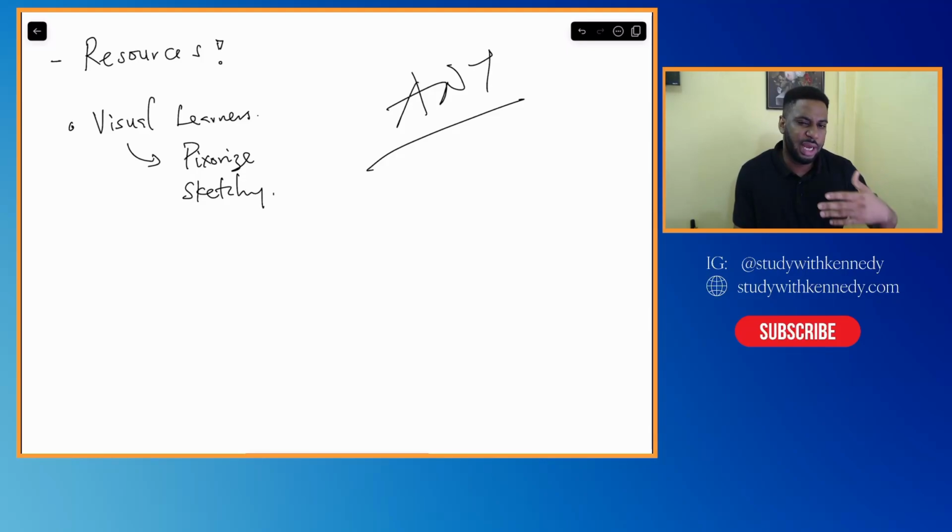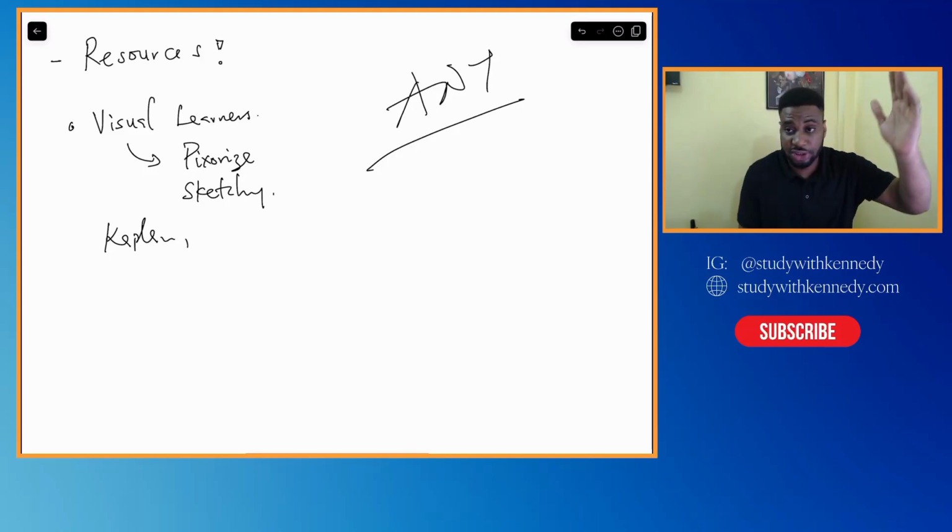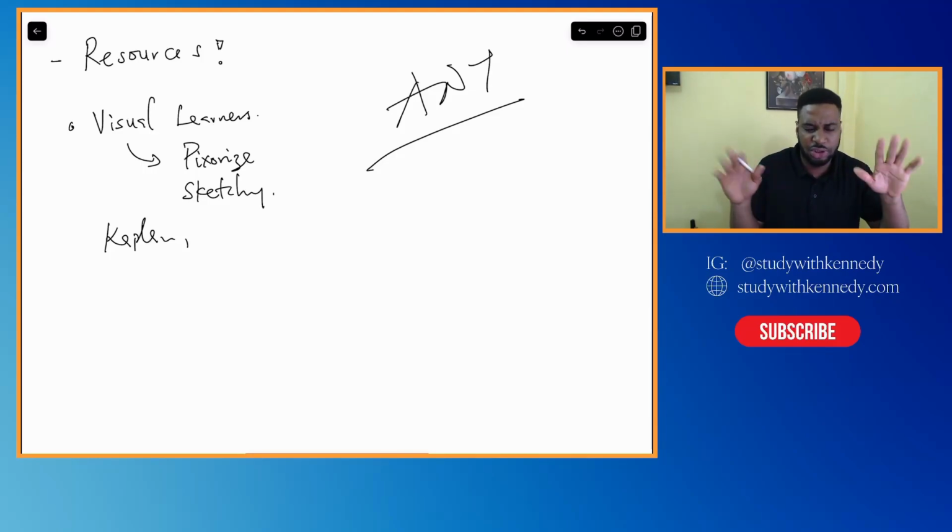So if you're a visual learner and you like beautiful stuff, looking at cartoons and stuff, Pixorize is great, Sketchy is great. For other students, of course, there is the big boy, Kaplan. There are multiple resources, your Boards and Beyond, all those resources, you know them. You can use any resource you lay your hands on and it will be great.